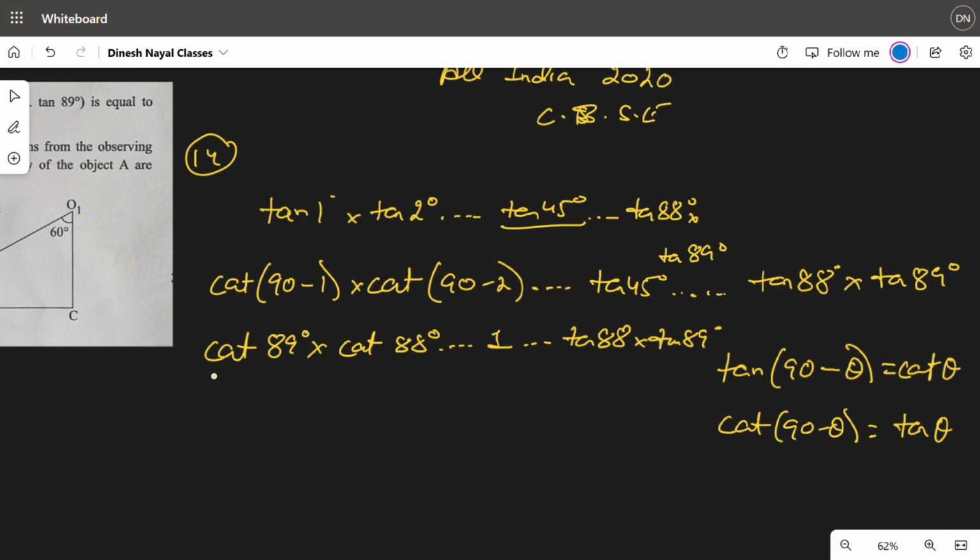Now if you see, cot and tan are the reciprocal of each other. So cot 89 and tan 89. You can write cot 89 as 1 by tan 89, because cot theta is 1 by tan theta, as you know.